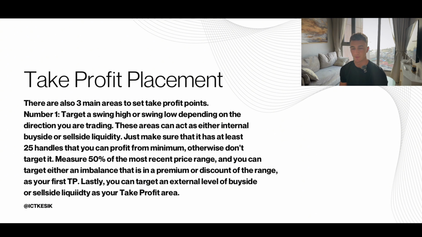Number 1, you want to target a swing high or swing low, depending on the direction you're trading. Let's say there's a swing low here and you're going short, and that swing low is around 40 handles in profit. You can decide to take some of your position off at that swing low. Don't take your full position off because that's not a valid area for a full take profit, but you can take around 50% off if you like.